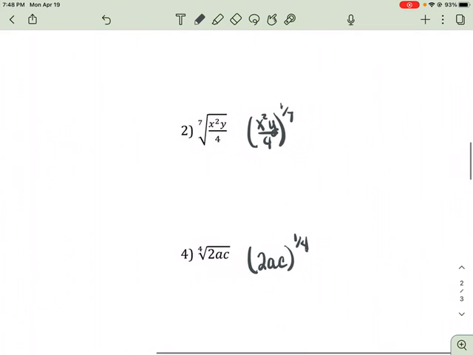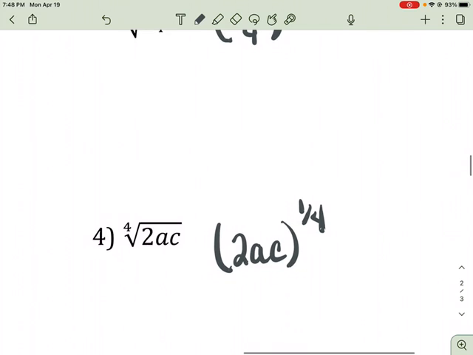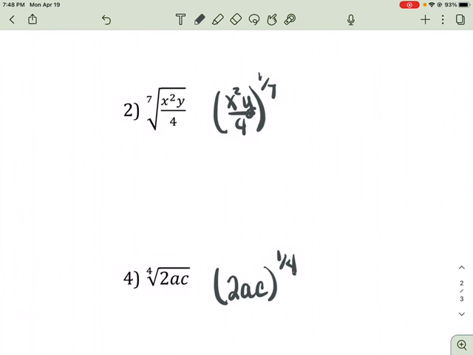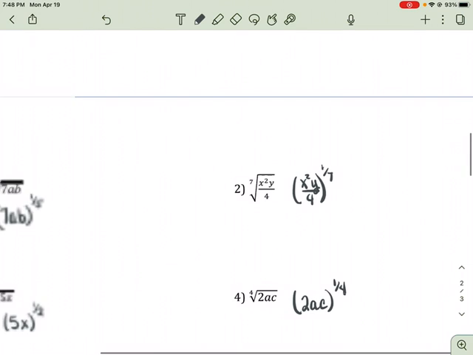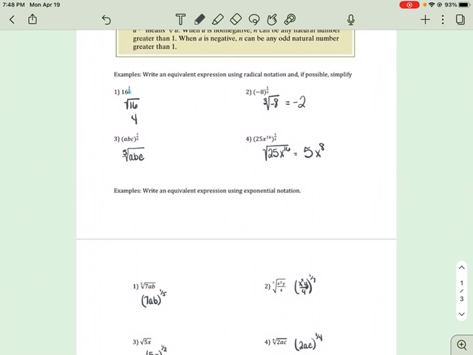All right, try 2 and 4. The whole thing is being taken to the 1/7. So I just use parentheses. We're not doing anything else. All we're doing is moving it from a radical to an exponent. The 4th root of 2ac, make sure we're using parentheses, because otherwise the only thing being taken to the 1/4 power would be c, and that's not right. It's the whole thing, so we want to put parentheses. Take a look and make sure we're good. The root is the denominator of the fraction.